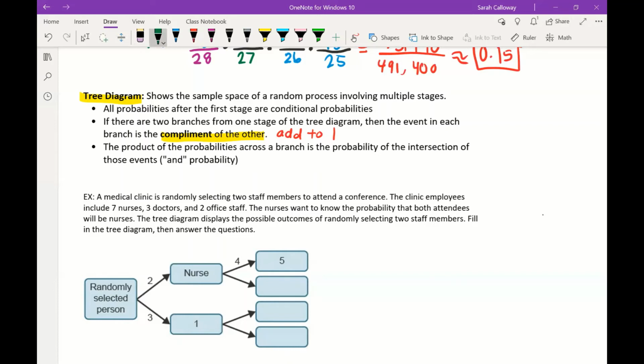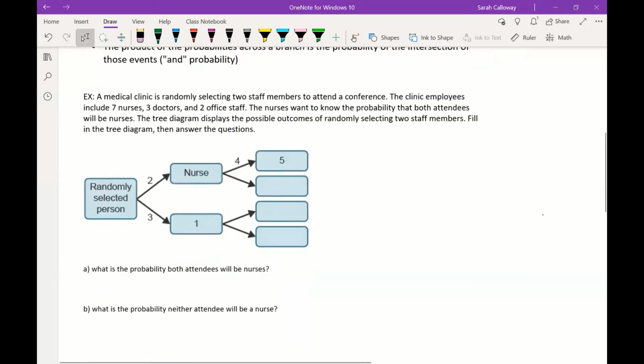So what we're going to do in this example is practice filling in the tree diagram, because there are problems where it will ask you what goes in number 1, number 2, number 3, number 4, number 5. We're just going to fill in the entire thing, and then we're going to use it to answer questions.